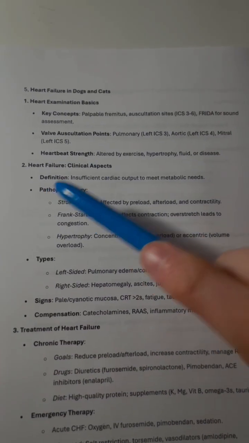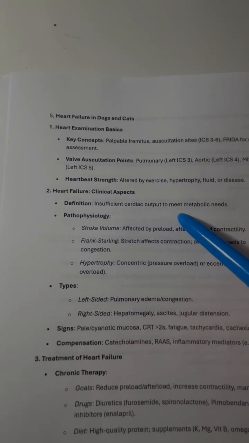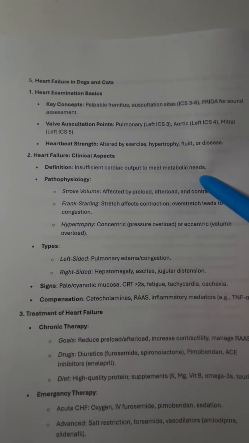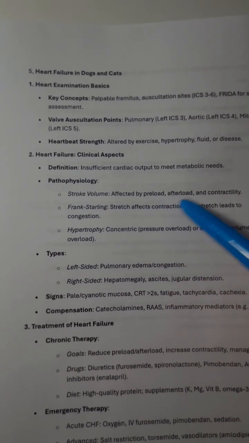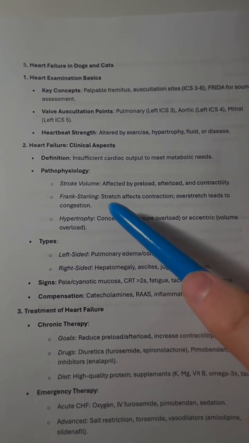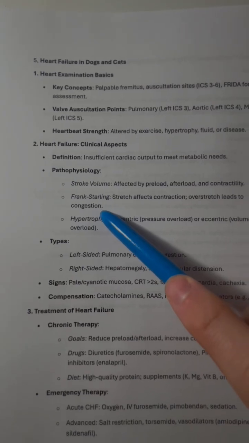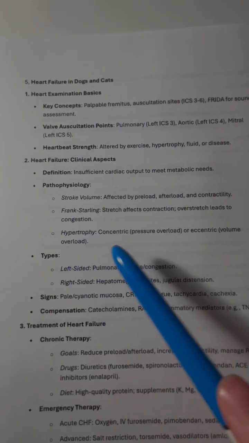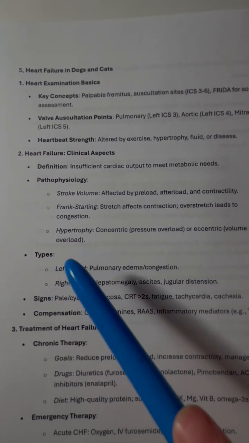In heart failure, look at the clinical aspects, and then the definition is insufficient cardiac output to meet metabolic demands. The pathophysiology is stroke volume is affected by preload and afterload and contractility. The Frank-Starling law means the stretch affects the contraction. Overstretch leads to congestion. Concentric hypertrophy means pressure overload, and eccentric hypertrophy means volume overload.